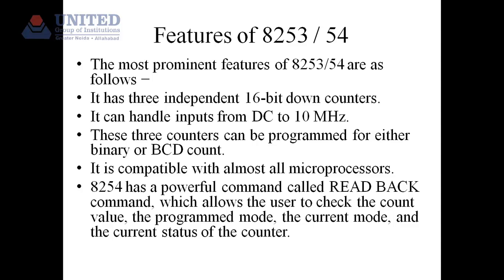The last feature says that 8254 has a powerful readback command, which we have already seen in the last slide, the differentiation between 8253 and 54. This is called a readback command, which allows the user to check the count value, the programmed mode and the current status of the counter. Once we have given the command, we can again read back and check what the programmed mode is, what the count value is, etc., in the current mode. This is not present in 8253.